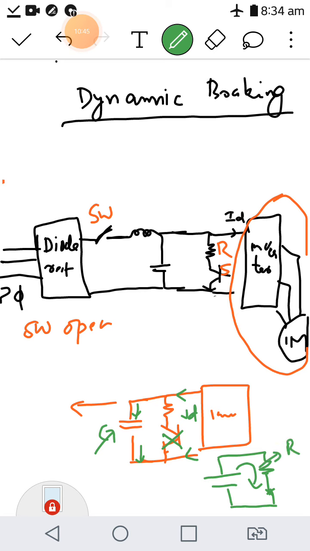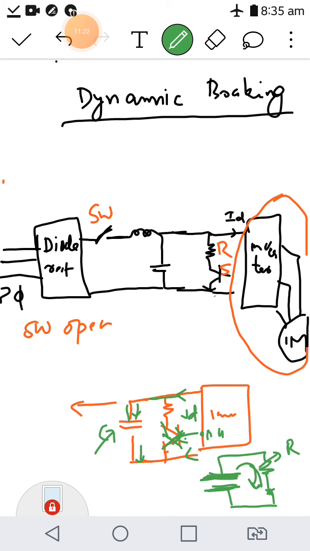So when the voltage across the capacitor dissipates, at some stage the voltage falls below a particular value across the capacitor. During that stage, based on some control mechanism, the switch is again open. Switch again open means what? Capacitor again charges. When the capacitor voltage reaches a preset value, it again discharges. In this way, the generated EMF or the generated voltage is effectively dissipated in a resistance. That type of arrangement or mechanism is known as dynamic braking.